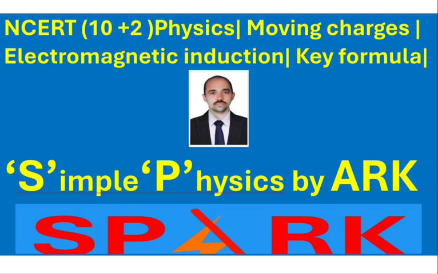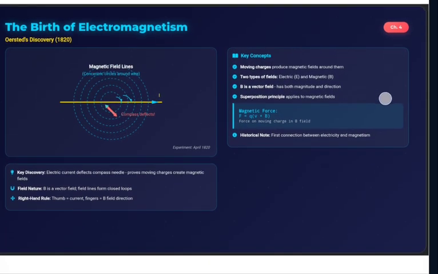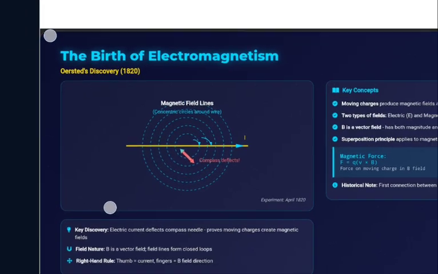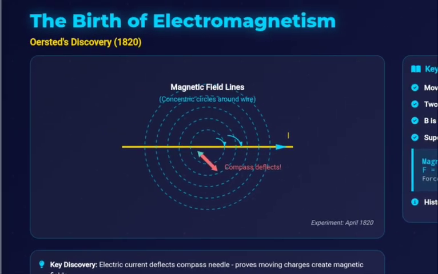Today's class is about moving charges and electromagnetic induction. Quick review. First of all, the birth of electromagnetism. In this, we learn about Oersted's discovery of electromagnetism.